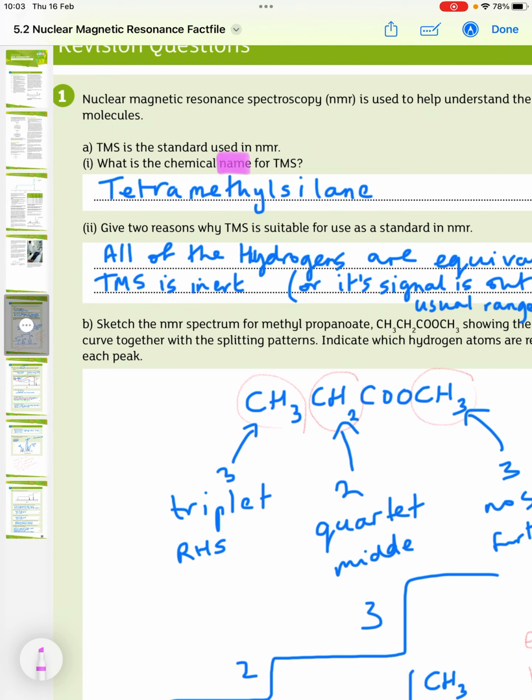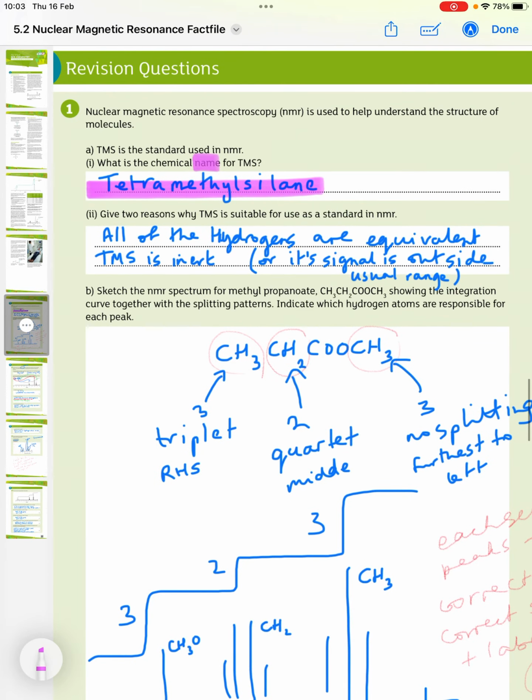Well, it says name, so you have to give the name, so it's tetramethylsilane. Remember, if it says name, give the name. If it says formula, give the formula. Give 2 reasons why TMS is suitable for use as a standard in NMR.